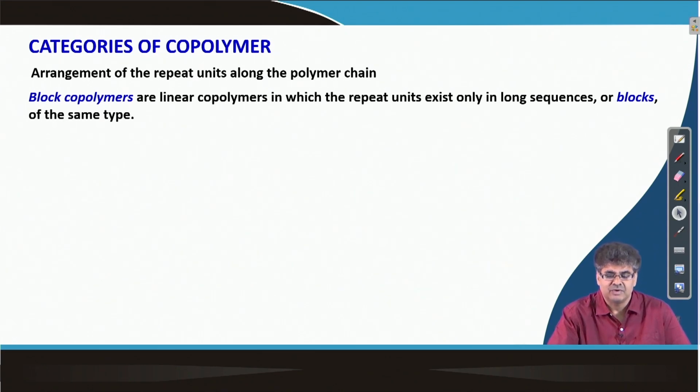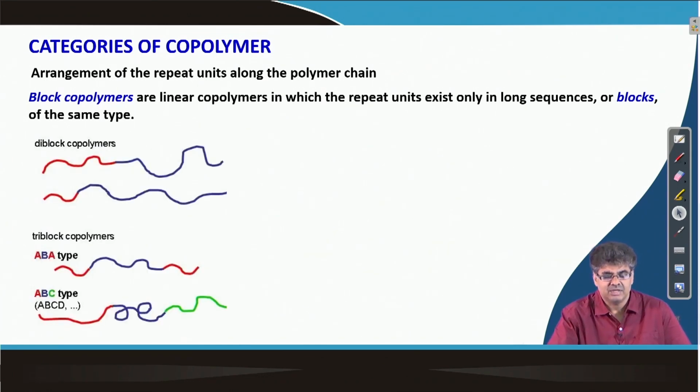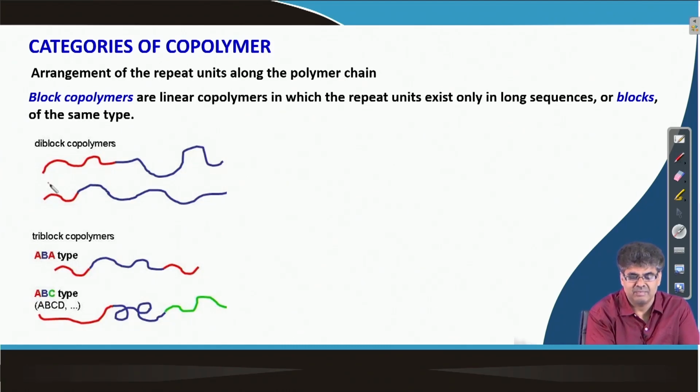Block copolymers are linear copolymers in which the repeat units exist only in long sequences, or we call them blocks, of the same type. For example, in this case a diblock copolymer is schematically shown. So, this red color is one block and this is another block. So, basically the repeat units here exist only in the long sequence or block. Similarly, this is one block and this is another block. So, the block lengths are varying in these two cases.